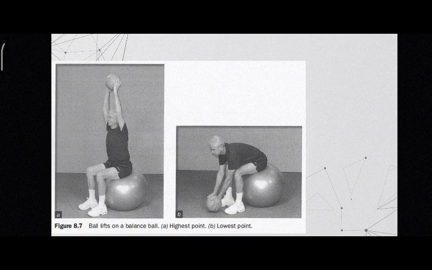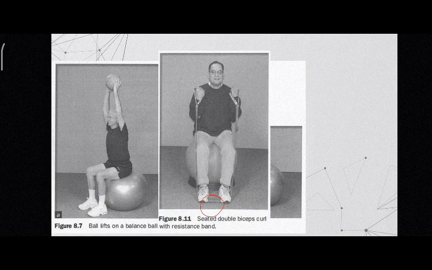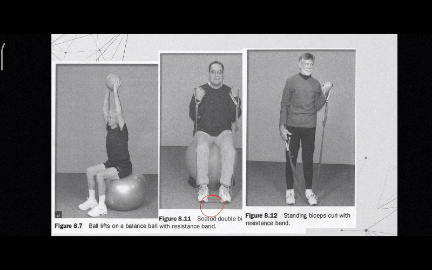Next is, they can lift the ball which is placed on the ground while they are sitting on a big exercise ball. So they have to pick up the ball and then take it up over their heads. You can increase the weight of this ball also, so that now the upper body is taking more of the resistance. Then you can also use the resistance band for doing a biceps curl. If they are able to do it while sitting, then you can ask the patient to do it while standing.